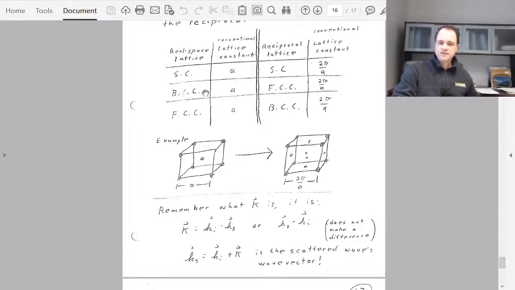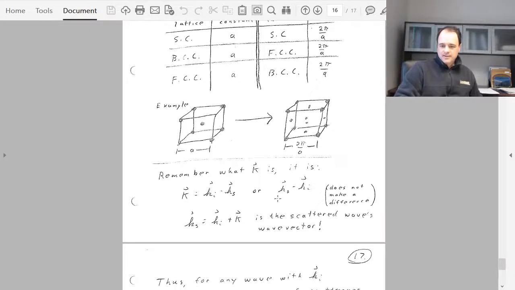This BCC lattice has an associated reciprocal space lattice of an FCC, but with this lattice constant, 2 pi over A. But again, when I first learned this, I kept forgetting what capital K is. It is always the incoming minus the outgoing wave vector. The sign doesn't matter here. We could add plus or minus this result. So you could flip this around, so it's Ks minus Ki.